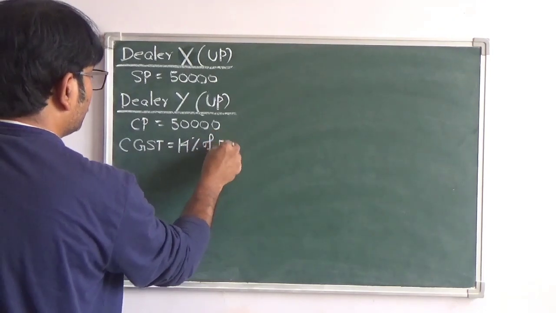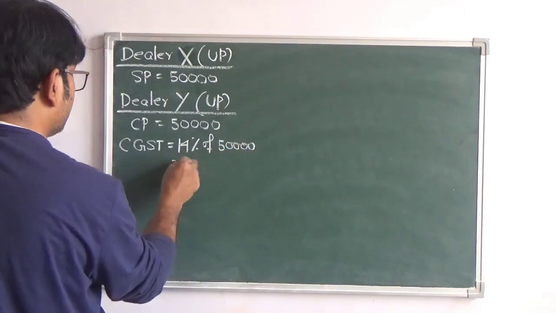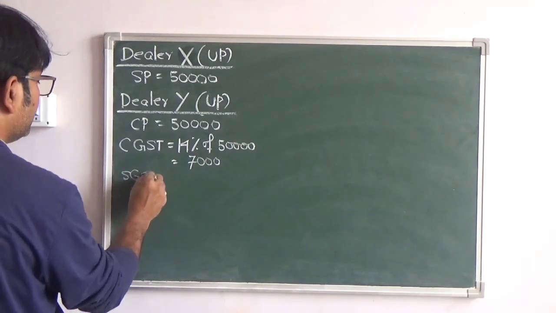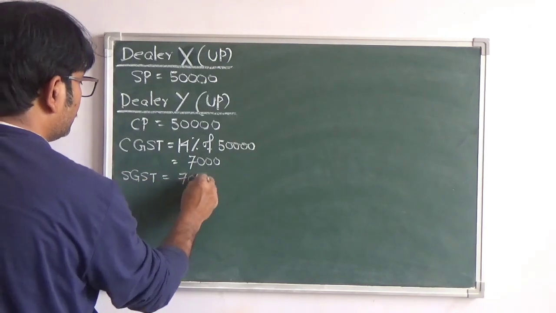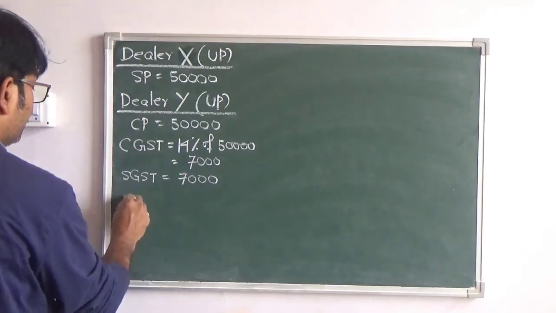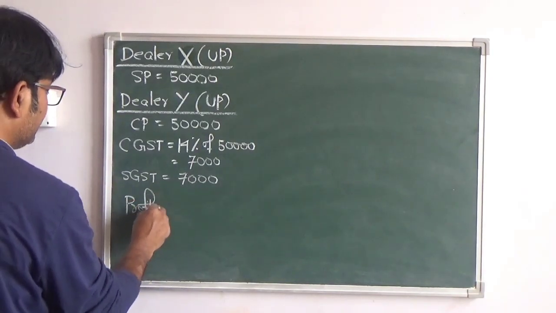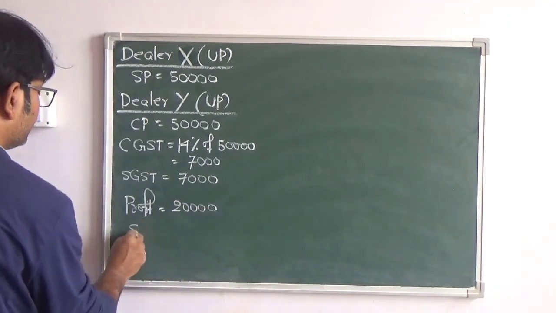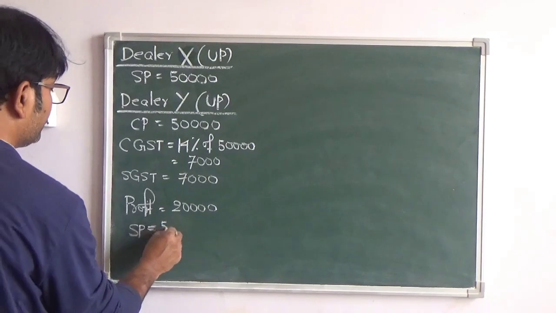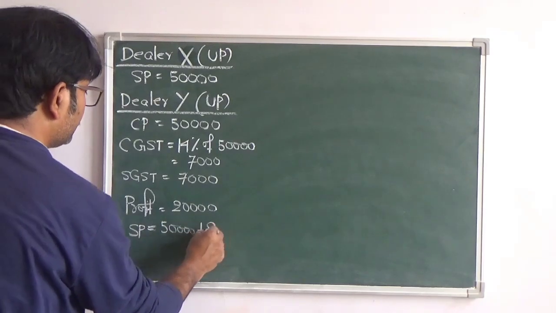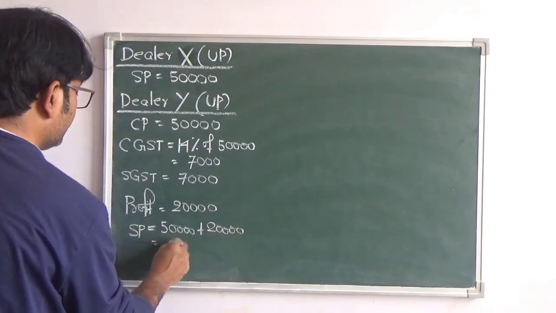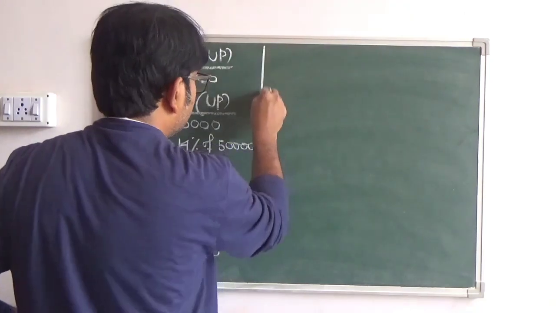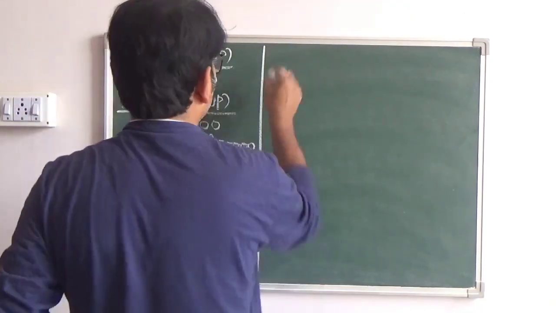That is coming to 7,000. Similarly, SGST is the same as CGST, that is also 7,000. So the profit he keeps while selling is 20,000. So his SP becomes how much? 50,000 plus 20,000, and that comes to 70,000, right? Now come to this side, we have the dealer Z in Kolkata.